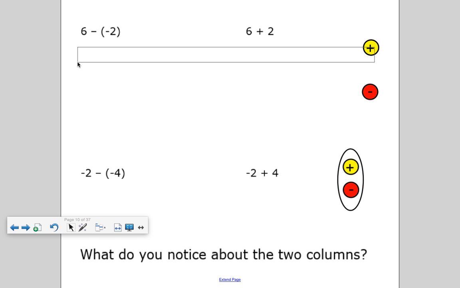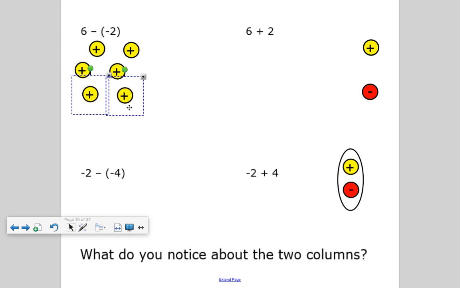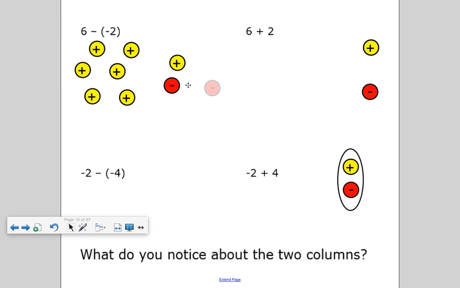So if you have 6 positives, and I need to take away 2 negatives, can I take away 2 negatives from this? No, there are no negatives to take away from it. So we need to add some 0 pairs. So we need to add 2 0 pairs. Now can I take away 2 negatives? I can take these 2 away. So we started with 6. I added positive 2 to it. So the answer is 8.